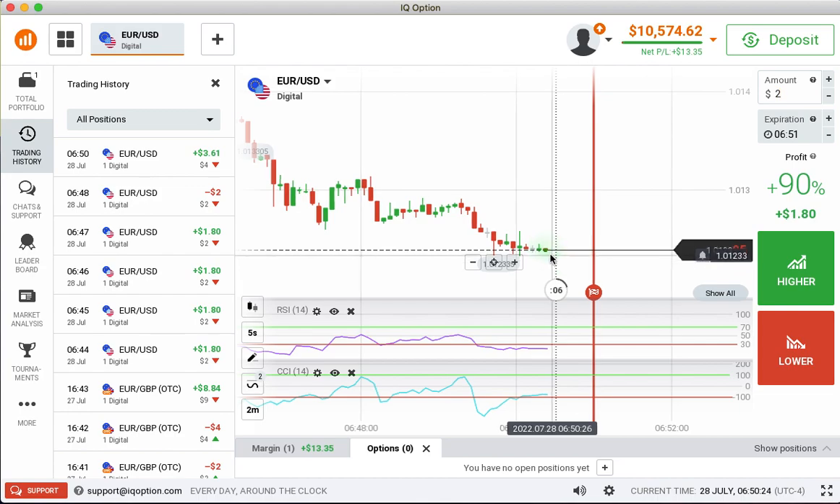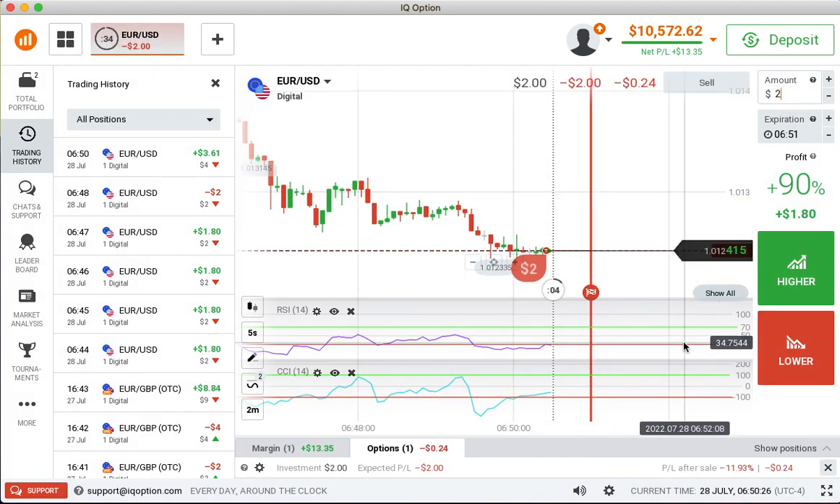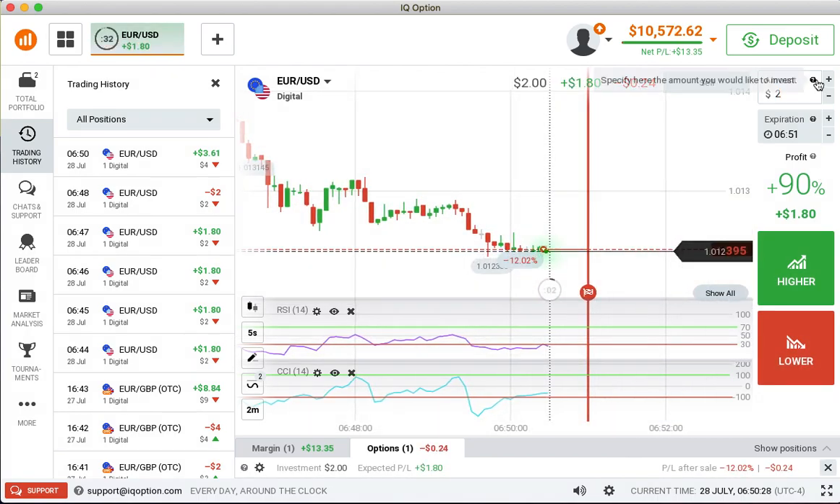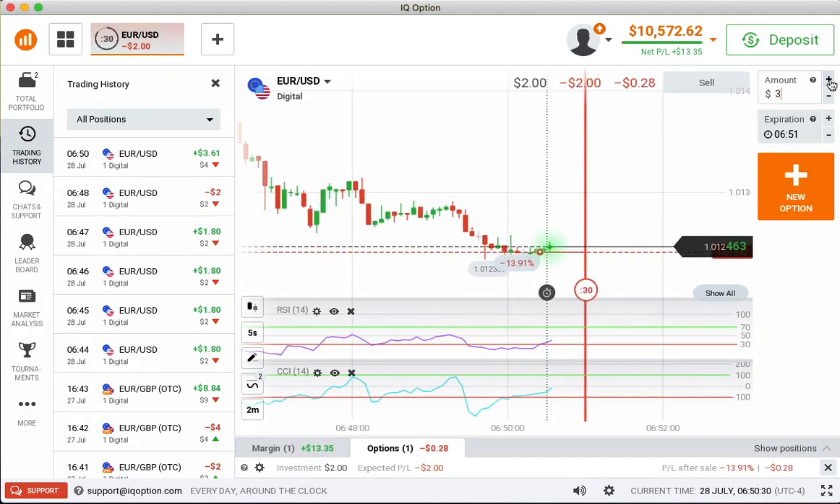So we wait until the last 5 seconds to trade. We sell here for 2, and we wait, right?